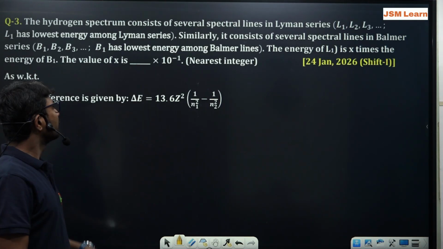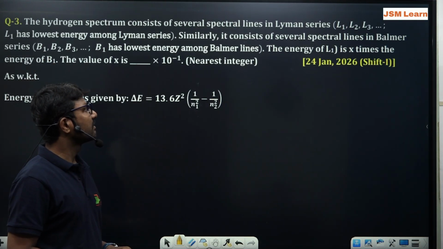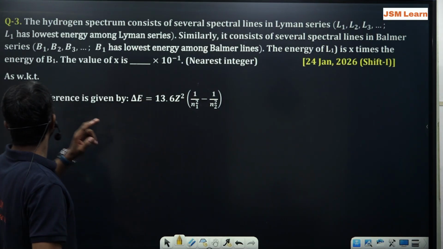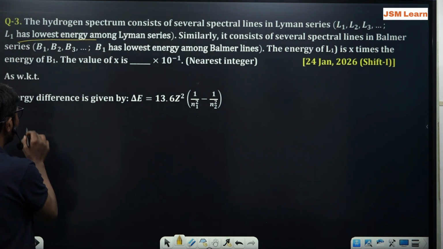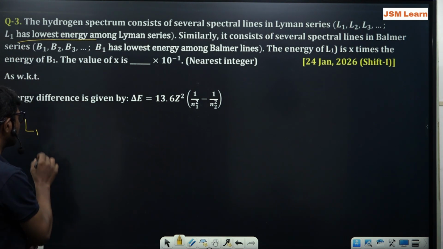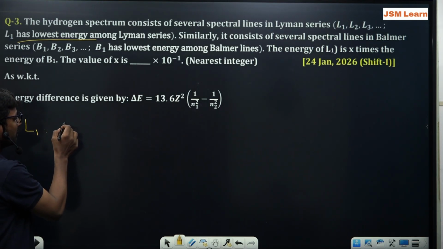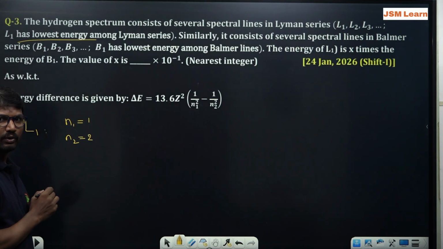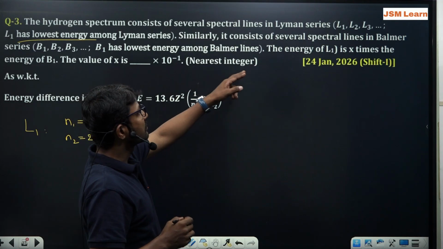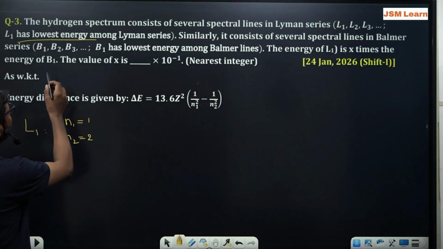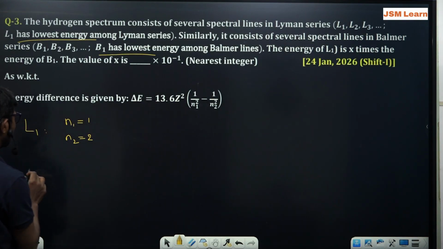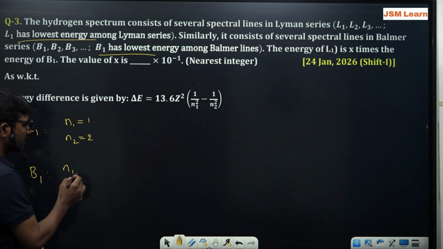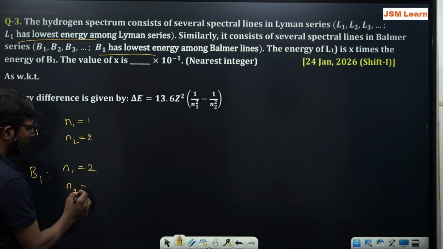So in the third question they are mentioning the information as: the hydrogen spectrum consists of several spectral lines of Lyman series, L1, L2, L3, and L1 has lowest energy. As we know, in Lyman series the lowest energy will be possessed by the first line, n1 is equal to 1 and n2 is equal to 2. Similarly, it consists of several spectral lines in Balmer series, B1, B2, B3, and B1 has lowest energy. In Balmer series the lowest energy will be for the first line, n1 will be 2 and n2 will be 3.